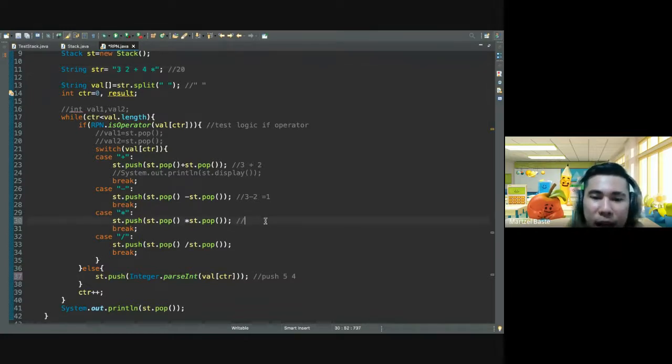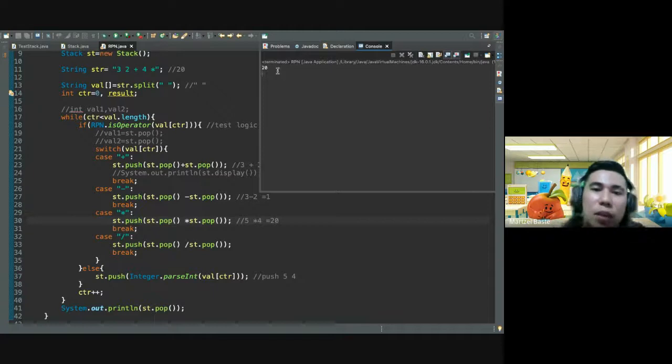It multiplies 5 and 4 right away. So it becomes 20. That's why if you run it, you have here 20 as a result. Okay, that's the basic.